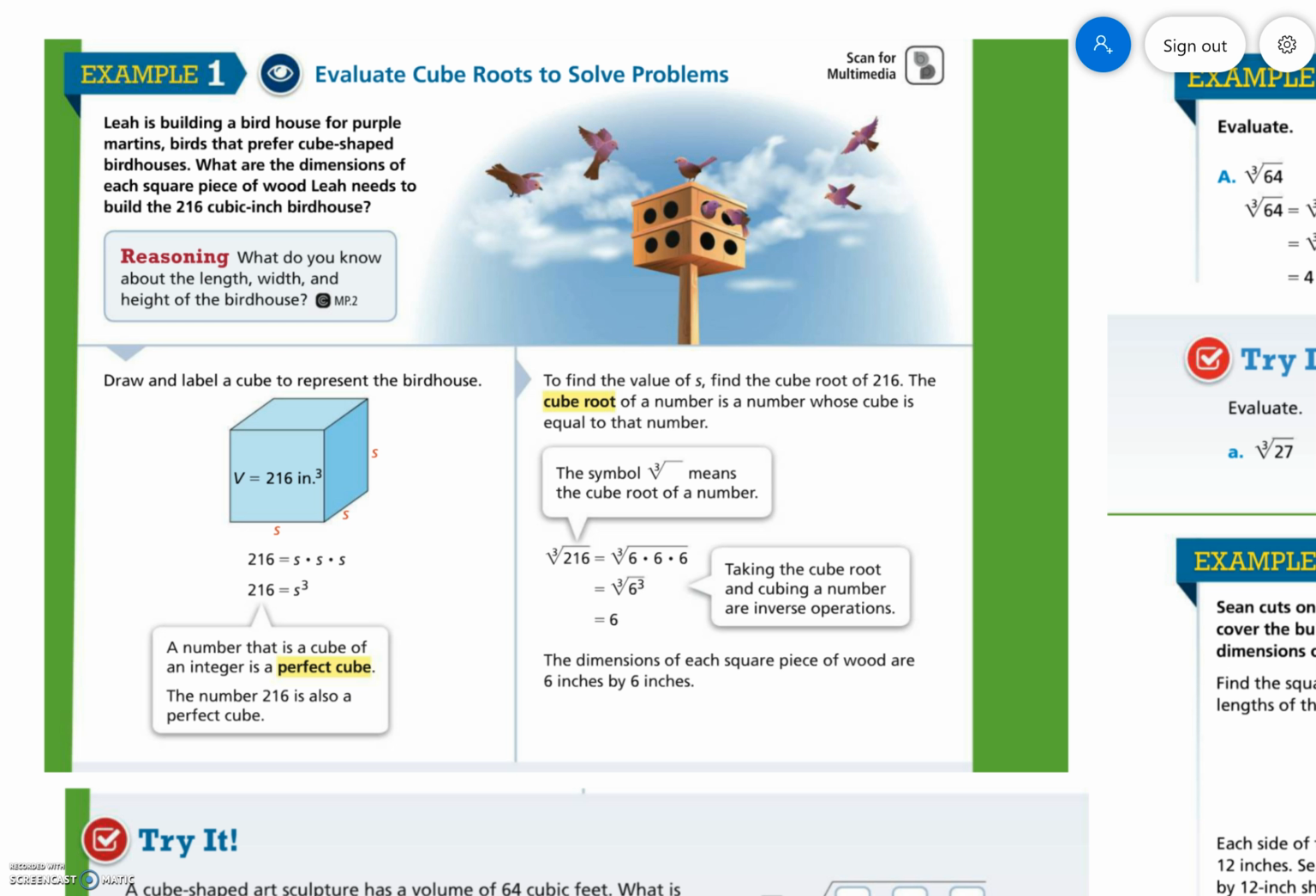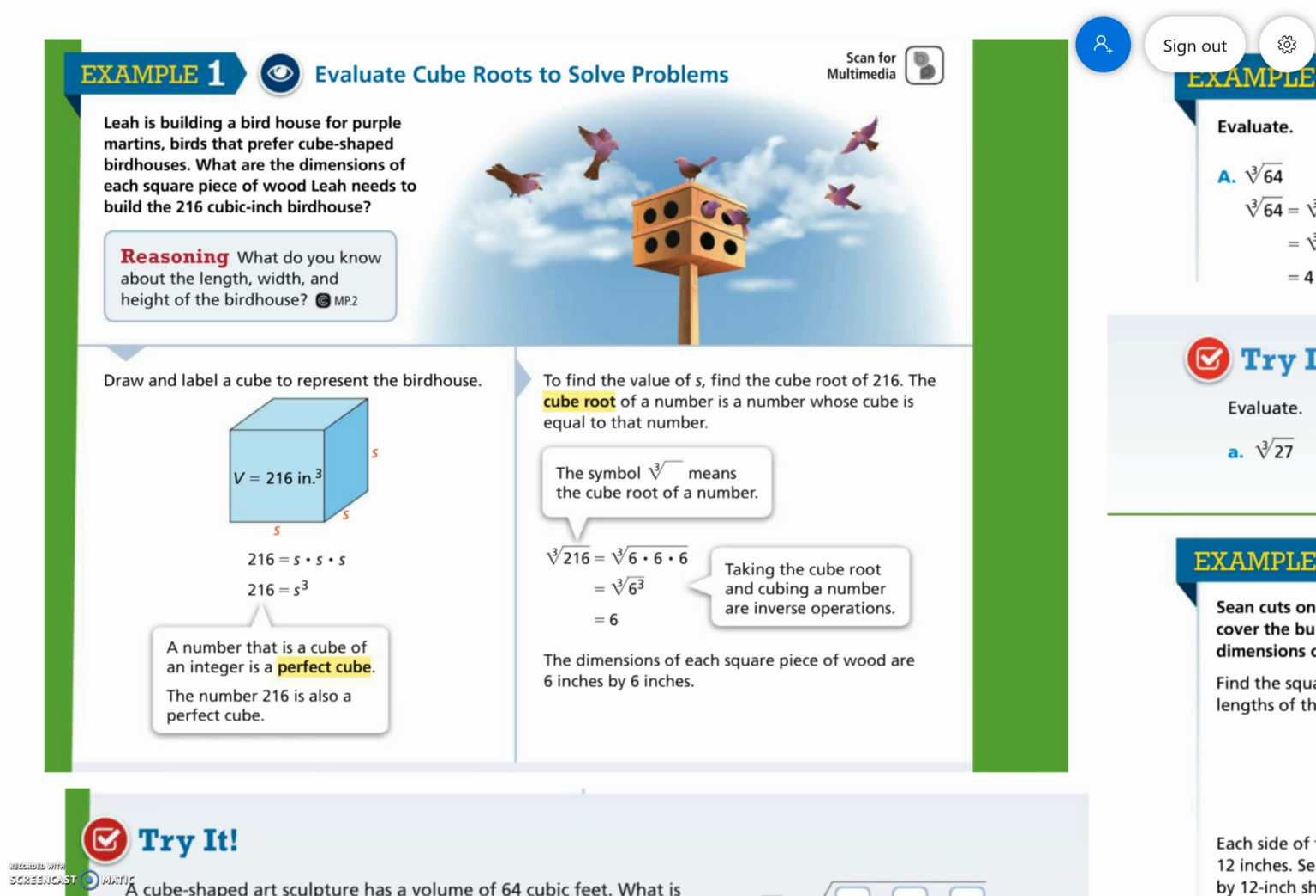So example number 1, evaluate cube roots to solve problems. Leah is building a birdhouse for purple martins, birds that prefer cube-shaped birdhouses. What are the dimensions of each square piece of wood Leah needs to build the 216-inch birdhouse? Draw and label a cube to represent the birdhouse.